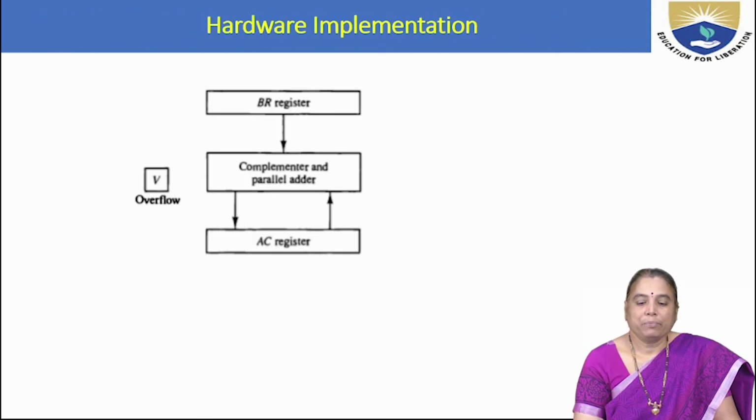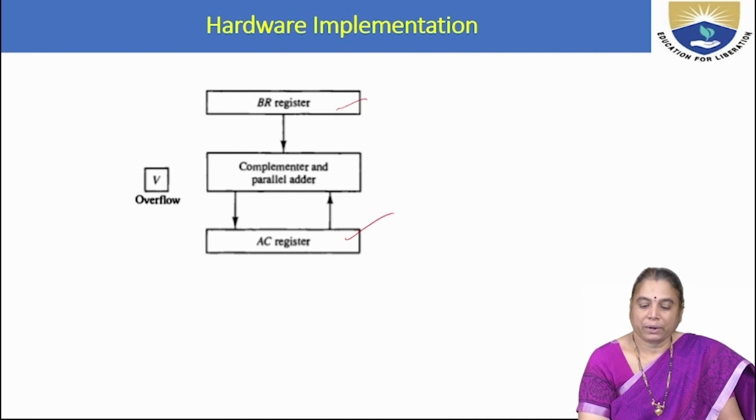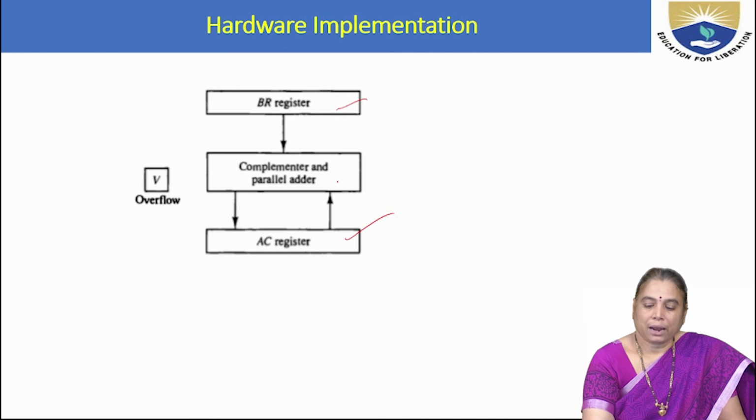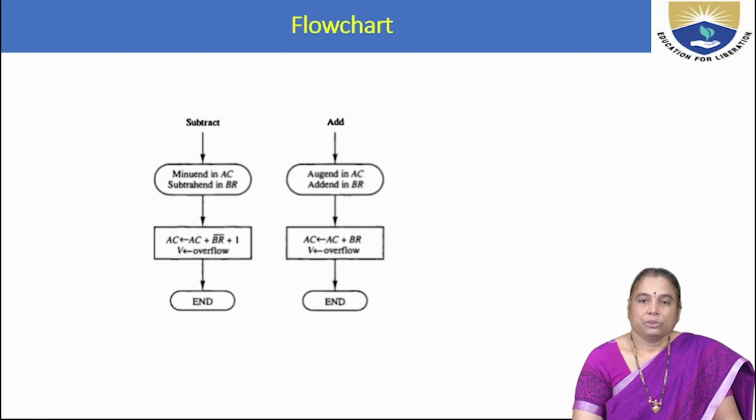And the hardware implementation of this 2's complement form involves the BR register and the AC register in the addition and subtraction operation. A complementer and parallel adder can be used in order to perform the 2's complement magnitude representation and parallelly the addition. If any overflow is generated, that can be stored in the V flip-flop. So this is the simplified flowchart of the 2's complement magnitude numbers.